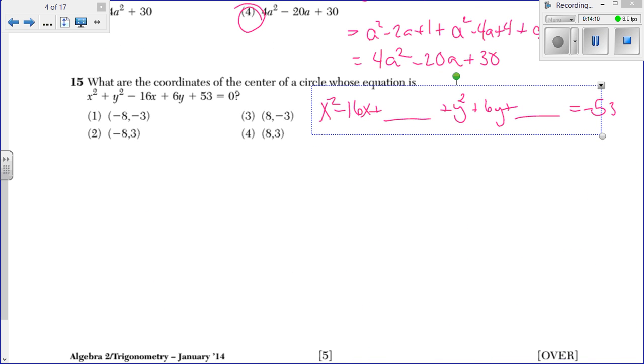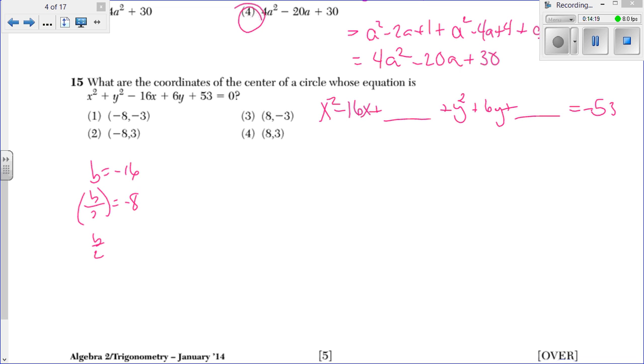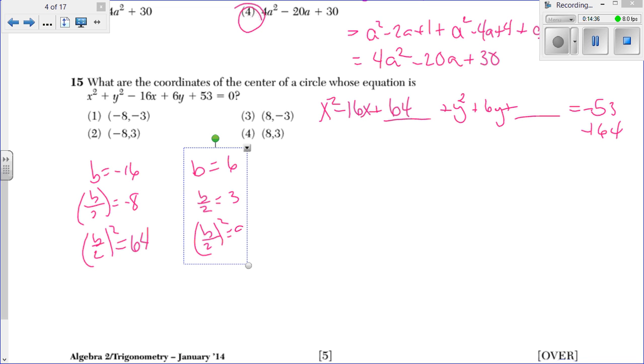So for the x, b is equal to negative 16. Half of b is negative 8. Half of b squared is 64. So I'm going to add 64 here. Add 64 to the other side. And then for the y's, b is 6. Half of b is 3. Half of b squared is 9. So add 9. Add 9.